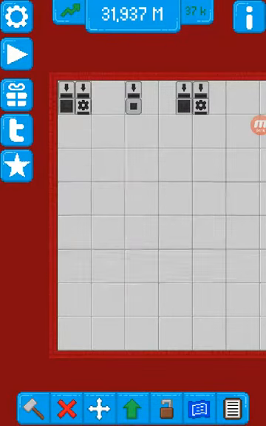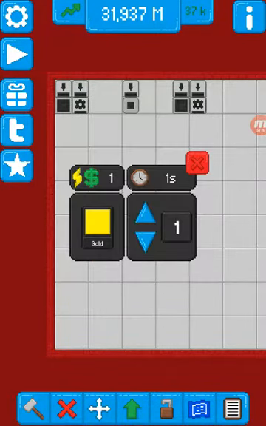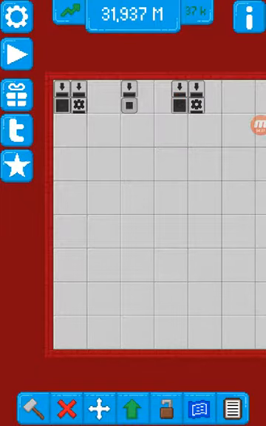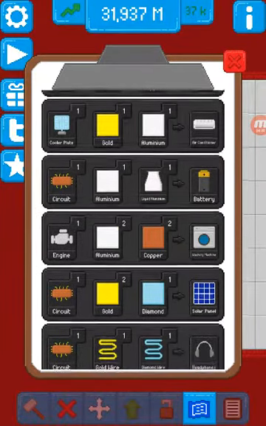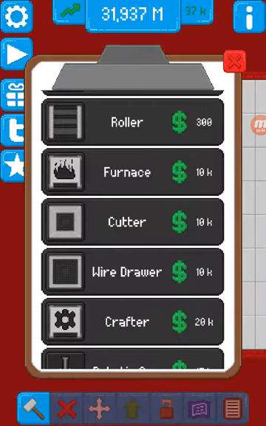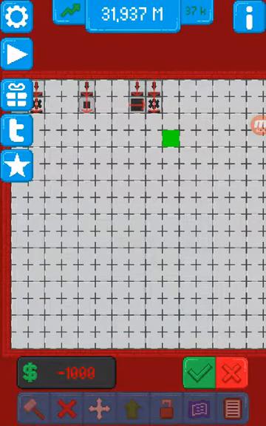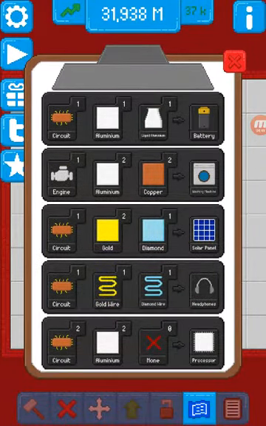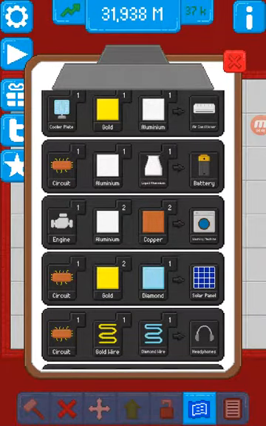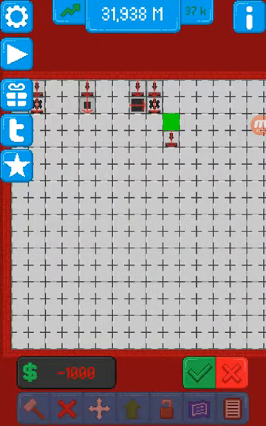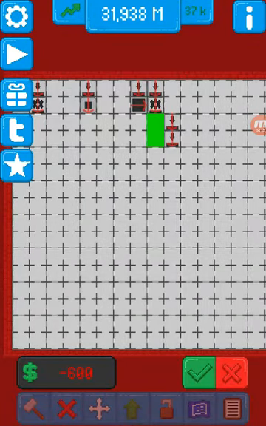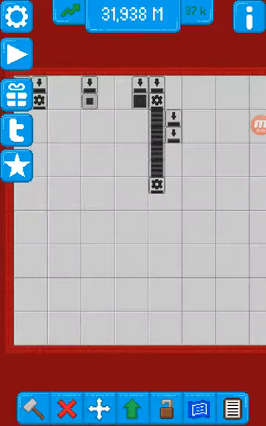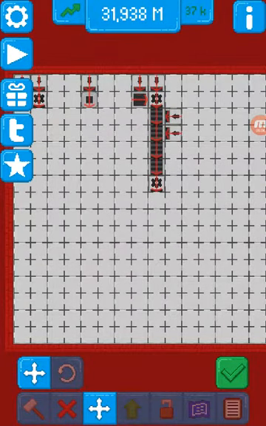Now set this to copper. And set this to gold. My voice cracked. Okay. Now battery. Okay. Aluminum. And liquid aluminum. Let's put another starter here. You know what? Let's just put a circuit, aluminum, and liquid aluminum. And another starter. And let's just put rollers to the crafter, which is going to be right there. There we go.